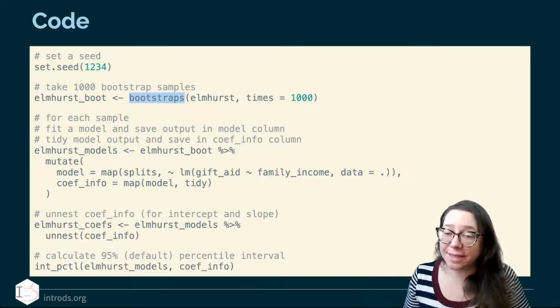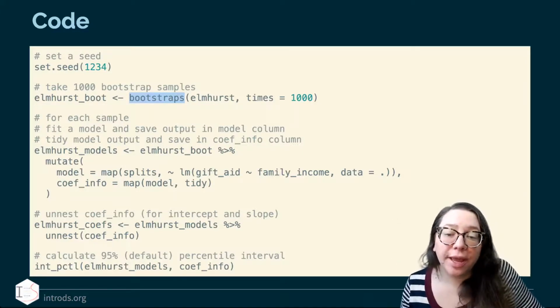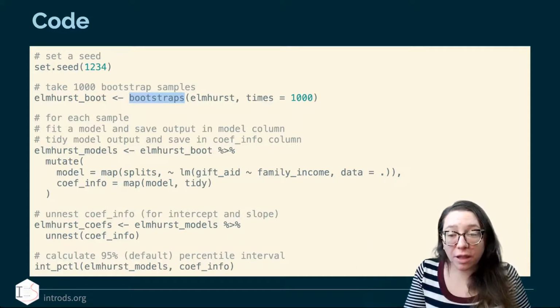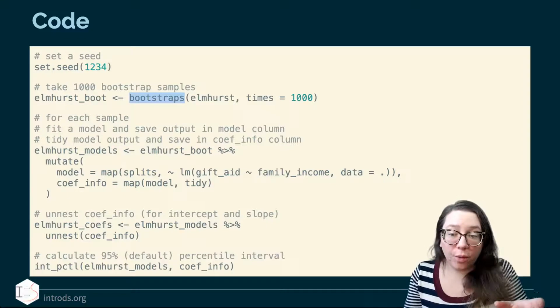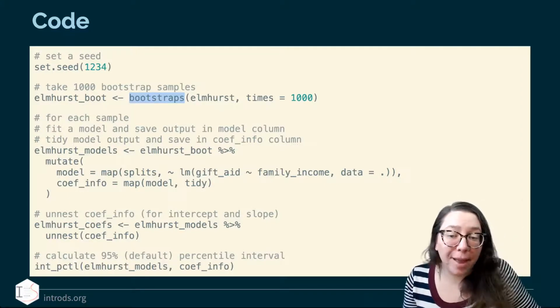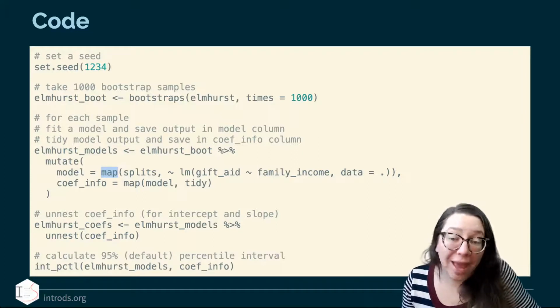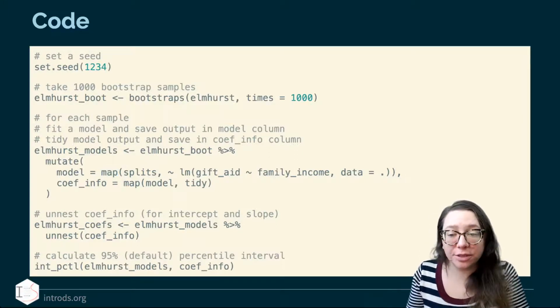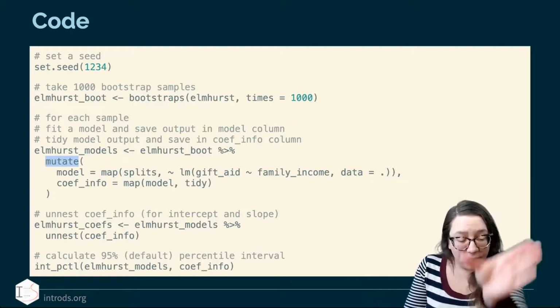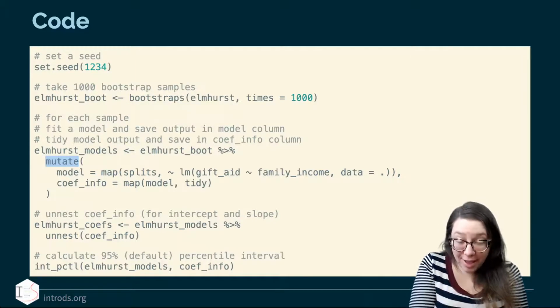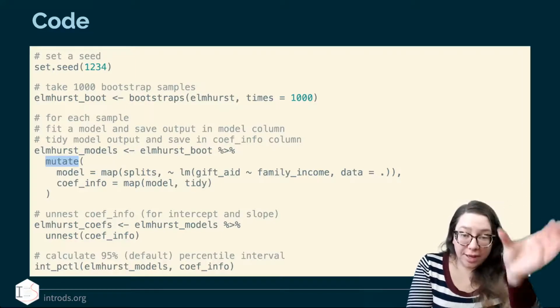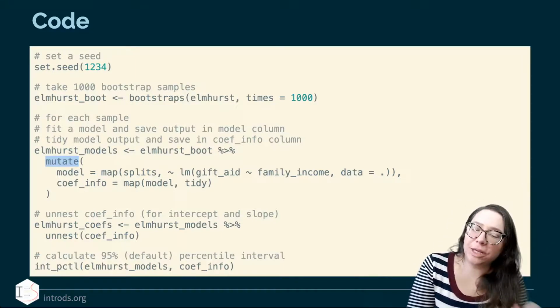Now that we have these samples, we can fit a model to them. So we have in a column our samples, and what we're going to do here is use the map function that we've seen before, but in a way that we haven't seen before, inside a mutate, to say, take these samples and fit a model to them and save the model output in a new column. And then from these model outputs, tidy them up and save the information in another column.